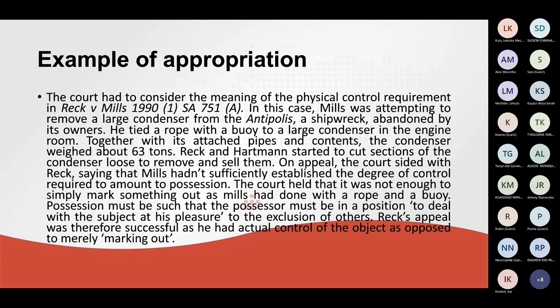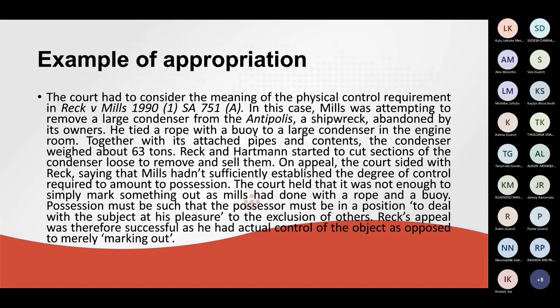He tied a rope with a buoy to the large condenser. Then Rick and Hartman came along and they started to cut sections of the condenser loose to remove and sell them. On appeal, the court decided. The question was basically, who became the owner of the large condenser? Was it Moles, who tied a rope with a buoy to the large condenser, or was it Rick and Hartman who started to cut sections of the condenser?